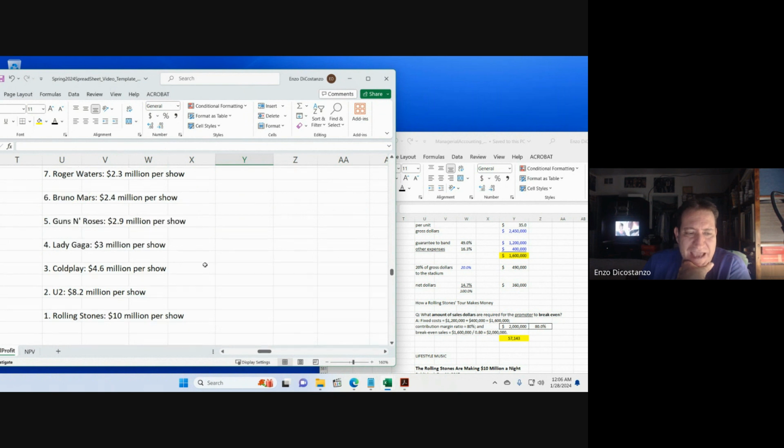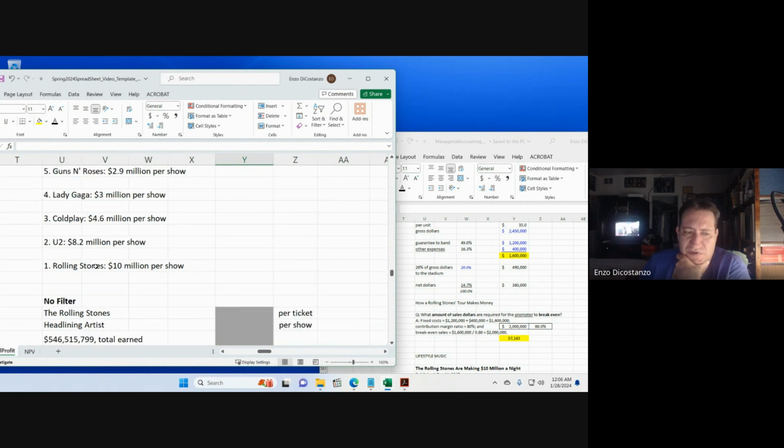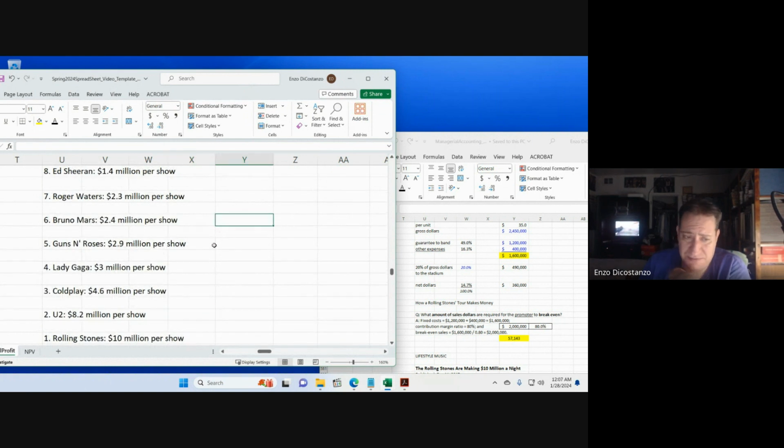But look at the acts on here. These are all older. Rolling Stones older. U2 older. Guns N' Roses, I don't even know what to say about them. I mean, when I was a teenager, they were going to be gigantic, and then they disappeared for 17 years.